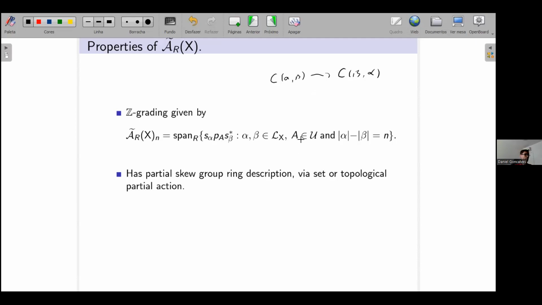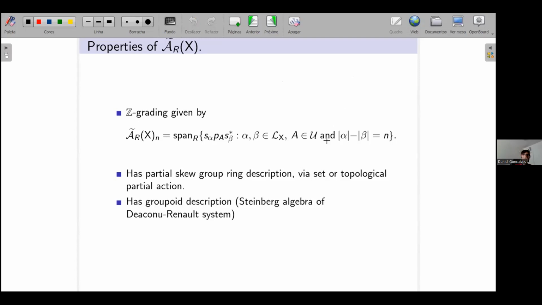The associated skew ring gives the algebra, so without any topology, or you can put a topology and get a topological partial action using the filters and all that, which is nice because once you have the topological partial action on the set of ultrafilters, you get the groupoid description. Once you have an algebra as a partial skew ring of an associated topological action, you automatically get the groupoid description, which we show actually coincides with the Deaconu-Renault system description. So on that space you had, there is a shift, and we can describe it as a Steinberg algebra of the Deaconu-Renault system. Okay.